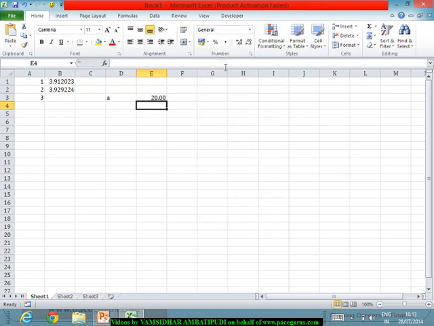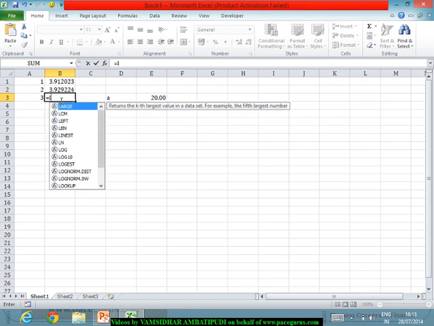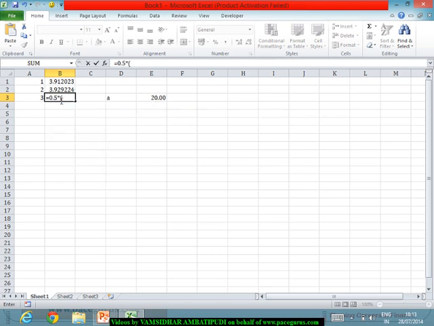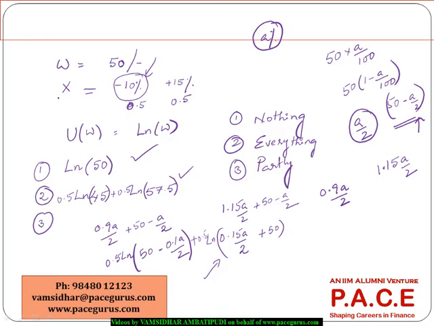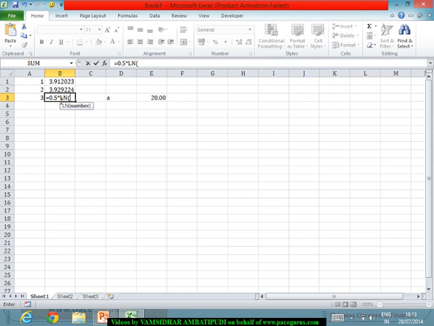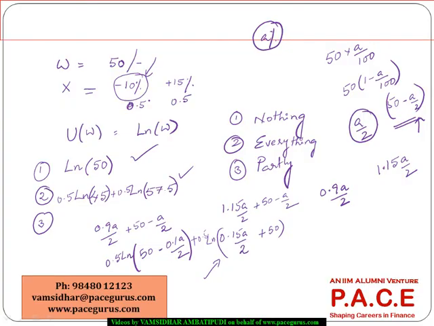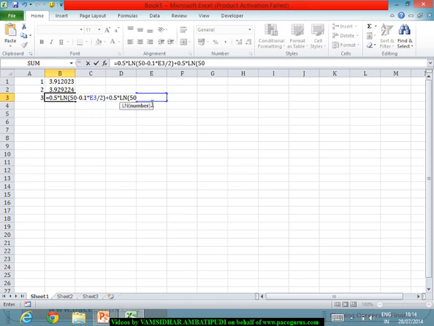I'll take it in the number format. Okay, so here I'll take it as 0.5 times log(50 - 0.1a/2) plus 0.5 times log(50 + 0.15a/2). Okay, so if I am going with 20%, probably the utility is this much.